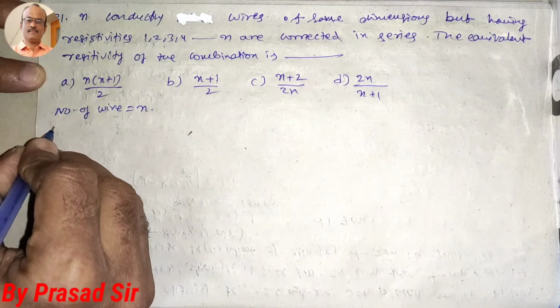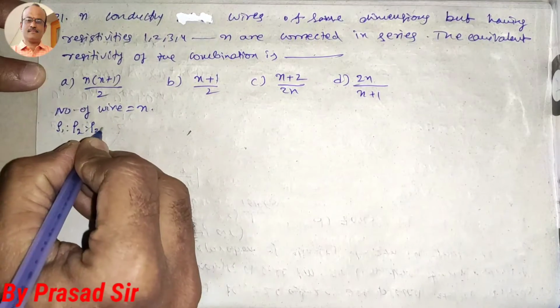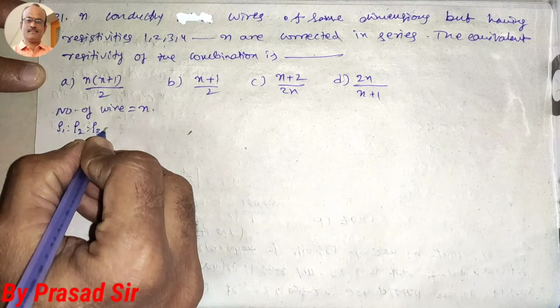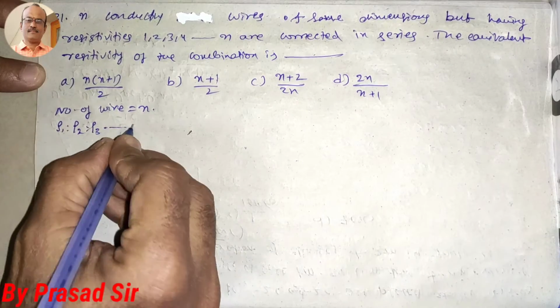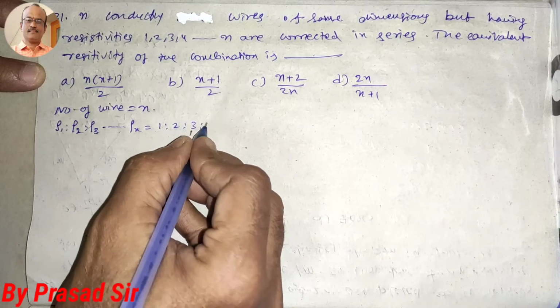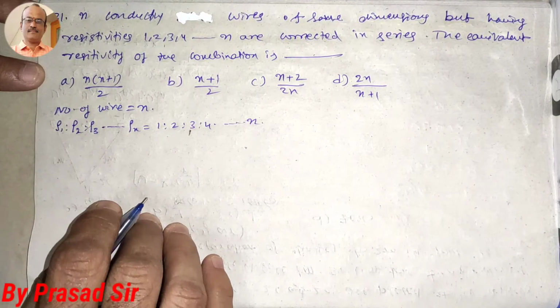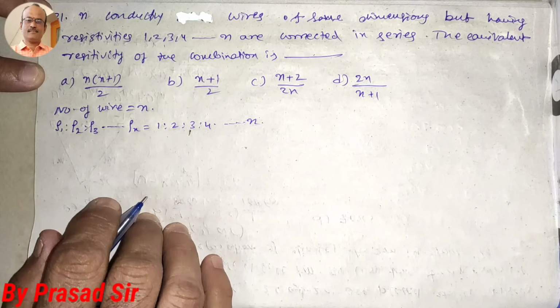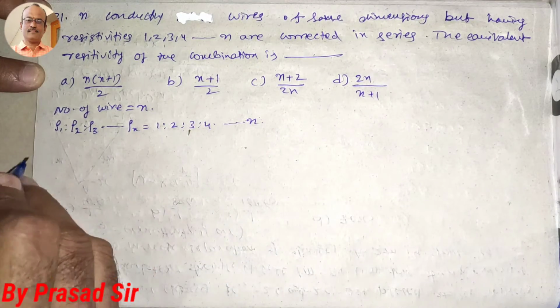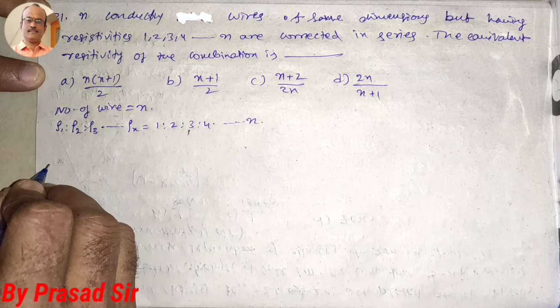So that means resistivities are in the ratio rho 1 is to rho 2 is to rho 3 up to so on rho n is equal to 1 is to 2 is to 3 is to 4 is to up to n values it is having. So that means having the resistivity is 1, 2, 3, 4, 5 like that. But what happens in this case here? The equivalent resistivity of the combination.